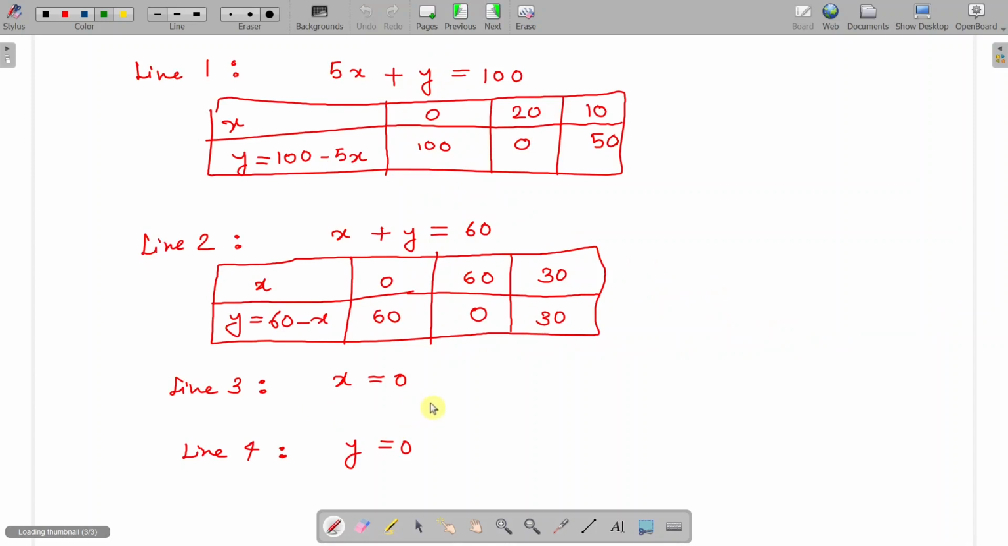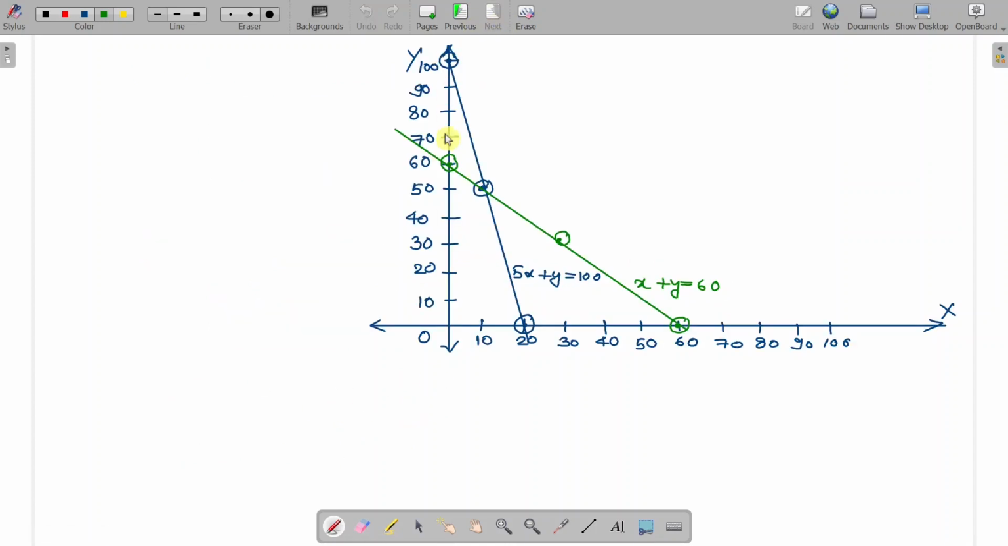Then x equal to 0 is the line, the y axis right here, and y equal to 0 is the x axis. Okay, now we have to find the solution region for each inequality, right?